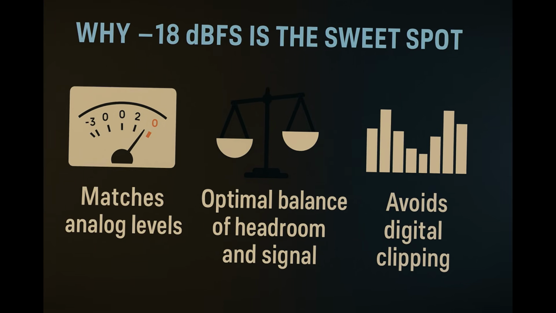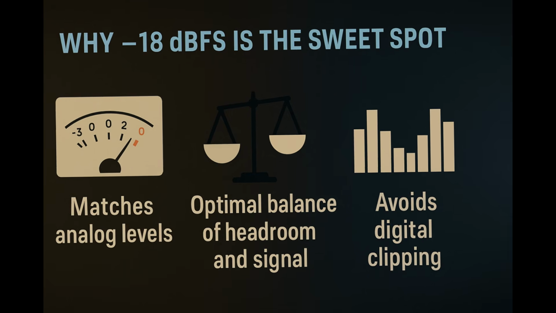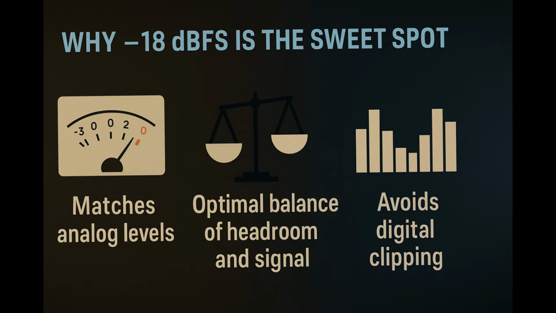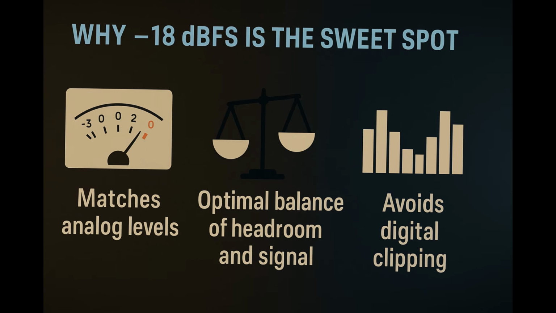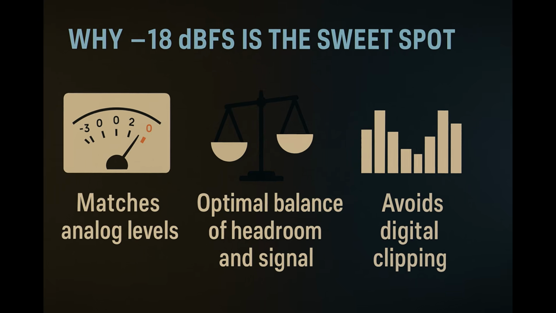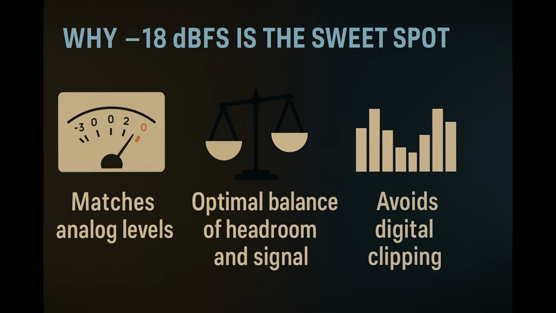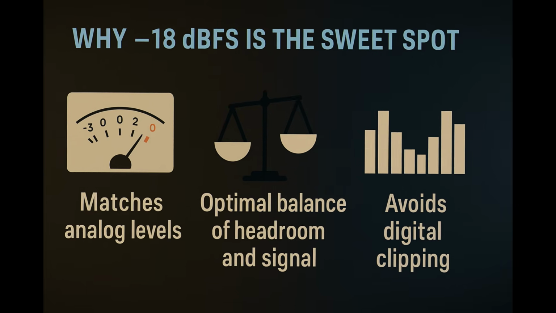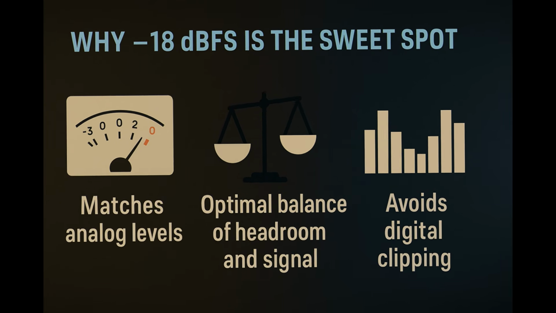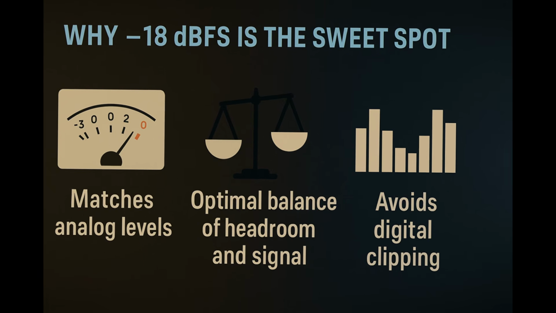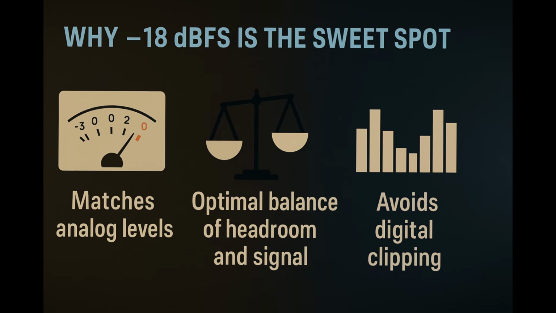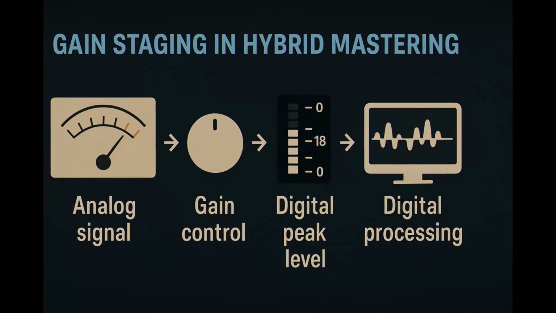Why minus 18 dBFS is the sweet spot? In professional digital systems, an average level of minus 18 dBFS is used as a reference point. This leaves about 18 dB of headroom for transients and ensures clarity. It also aligns well when interfacing with analog gear, preserving dynamic range and preventing overdrive.